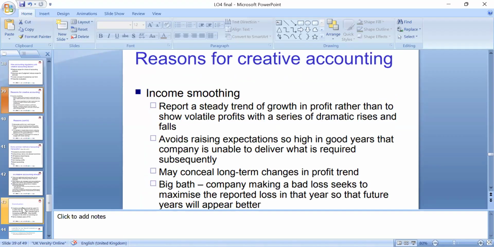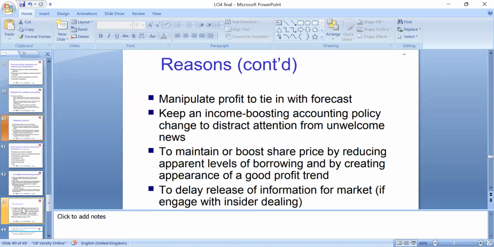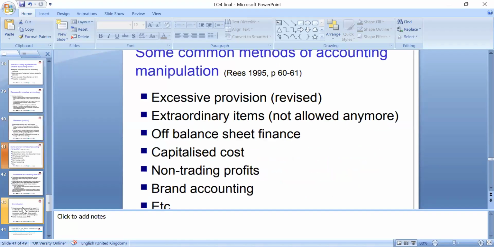The reasons for creative accounting: report steady growth in profit, avoid raising expectations of high good years, and conceal. So we shouldn't be manipulating the financial statement, profit in the forecast, and keep income boosting and making contract dummy sales figures in the books of account. That's because a sale can give credit to the company in your relationship with that company, and then you put in fake invoices and make your sales look good ultimately, and then after the reporting you change the figures again because of the sales return. So these are all the creative techniques used.